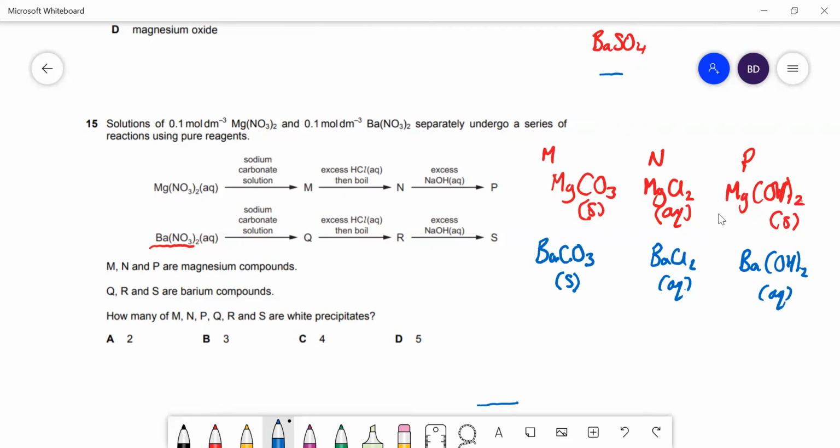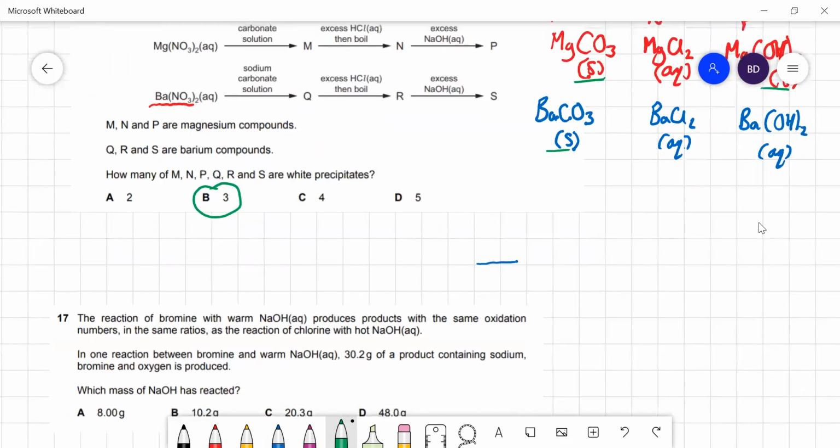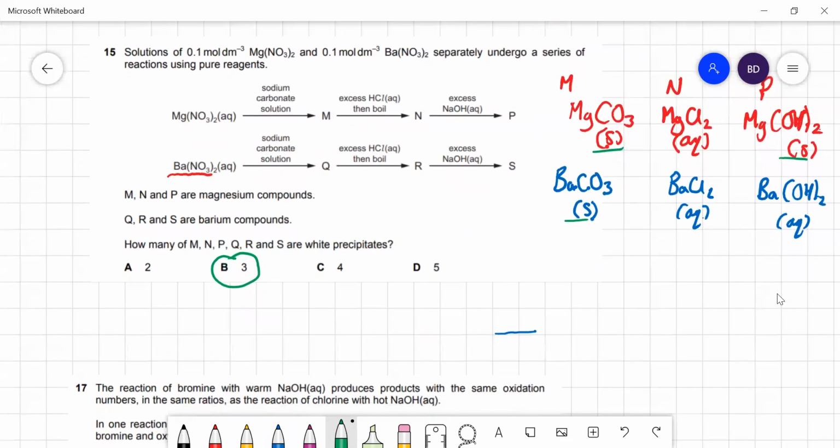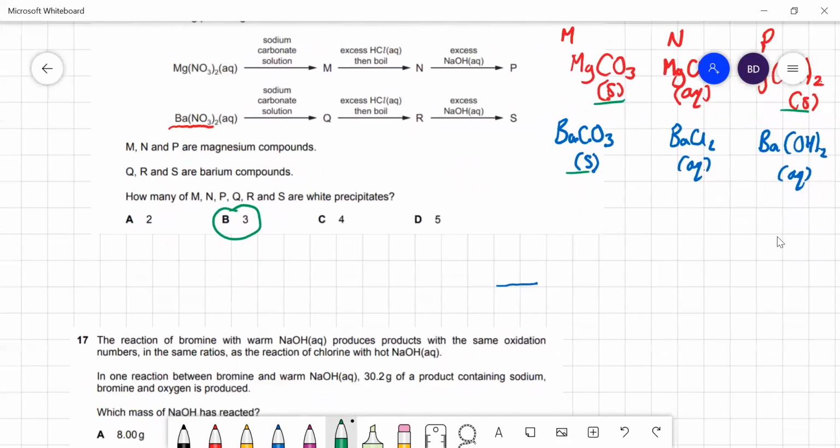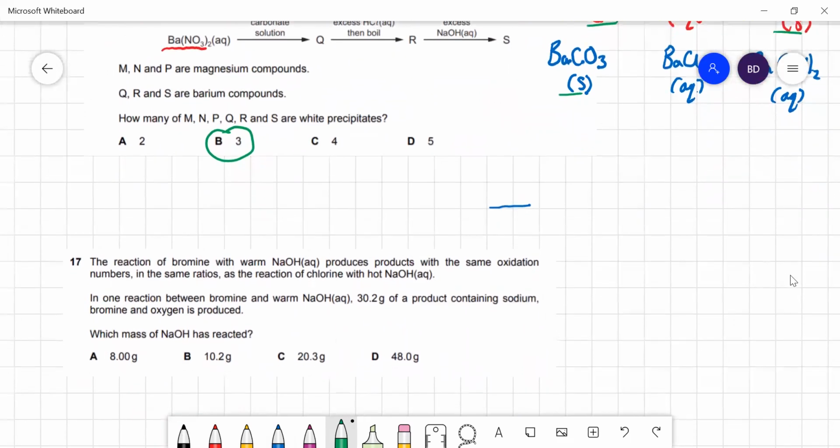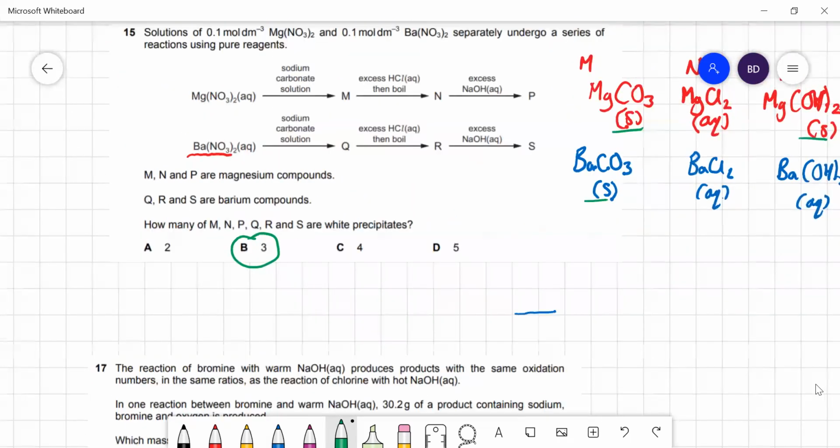Okay, so how many precipitates there? We've got 1, 2, 3. So the answer is B. Okay. Nice. Okay, question 16. Oh, 15. I've missed question 16 off there. Sorry about that. Right, 17. Let's have a look at that then. Hopefully question 16 wasn't too difficult.